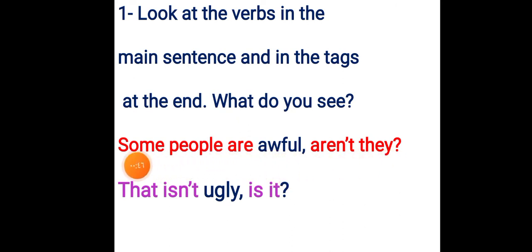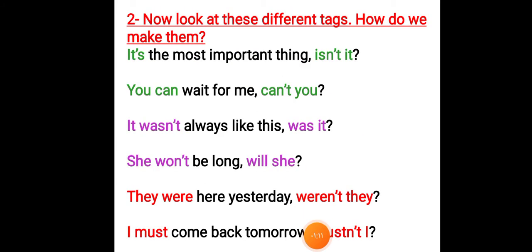Some people are awful, aren't they? The sentence is positive. هذه جملة مثبتة and the question comes at the end of the sentence. أما السؤال فأتى في نهاية الجملة and it's negative. Number 2. That isn't ugly, is it? The sentence is negative. أما هذه الجملة فهي جملة منفية and the question comes at the end. والسؤال المذيل أتى في نهاية الجملة and it's positive.